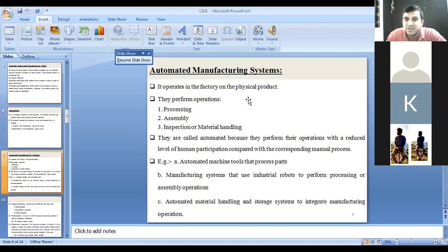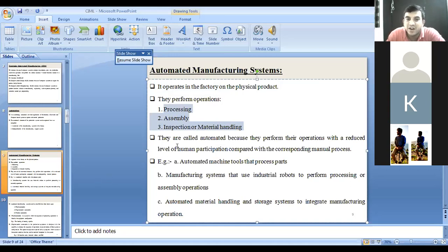Here we apply automation only to the manufacturing system. It operates in the factory on the physical product, converting raw material into semi-finished or finished product. That operation consists of three things: processing, or converting; assembling, where one component is joined to another, followed by inspection to check whether it is in good working condition; or material handling. For these three processes, you use automation in the manufacturing system.